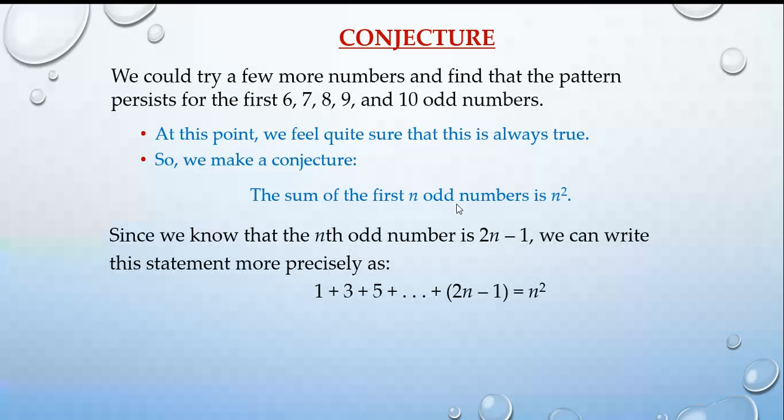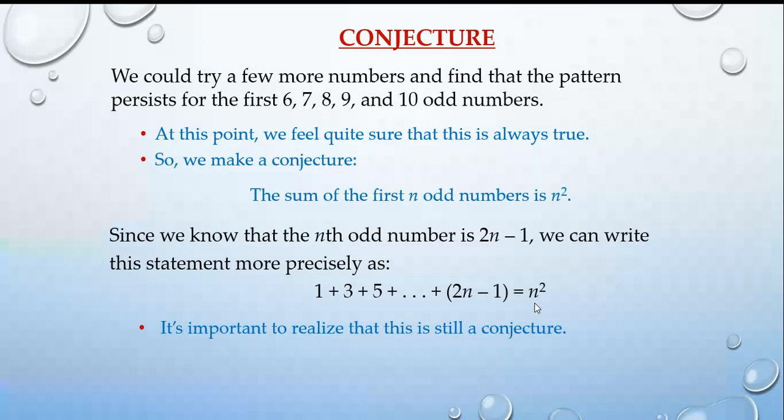Okay. Now, mathematically, how can you write this? The sum of the first n odd numbers is n squared. We know that the nth odd number is 2n minus 1, right? So we can write 1 plus 3 plus 5, and so on, plus the last term 2n minus 1, and the sum of these odd numbers is equal to n squared. So mathematically this forms a conjecture, which says that the sum of the first n odd numbers is n squared.